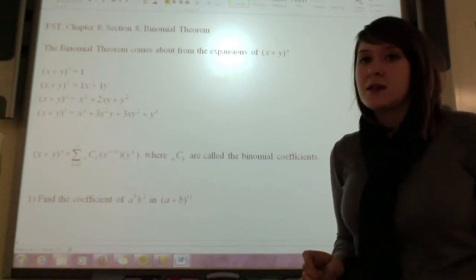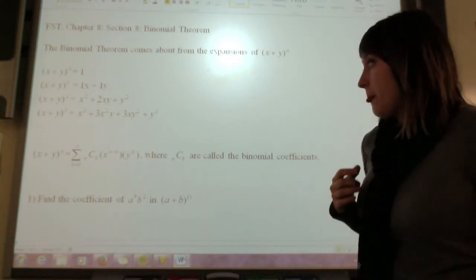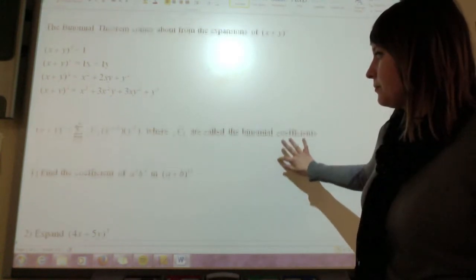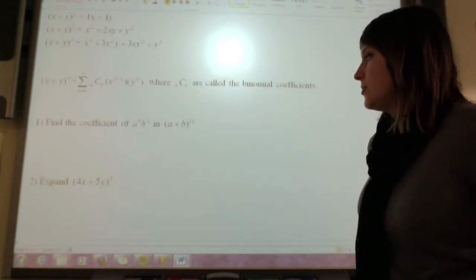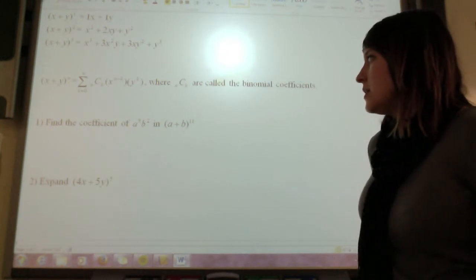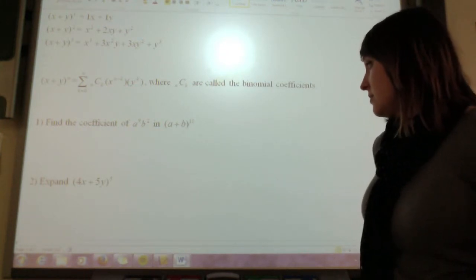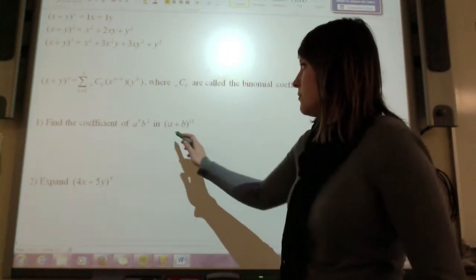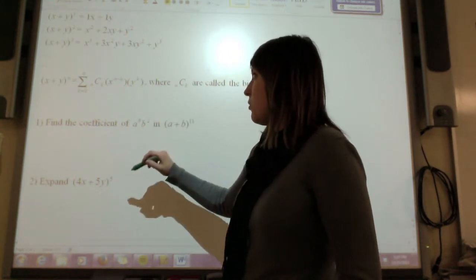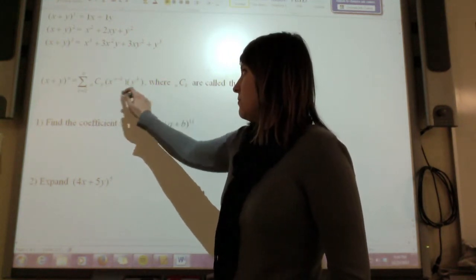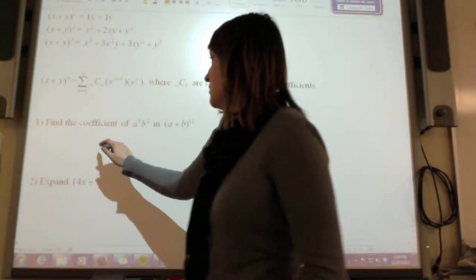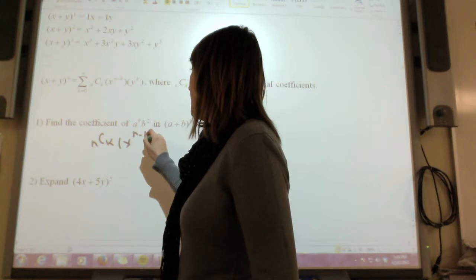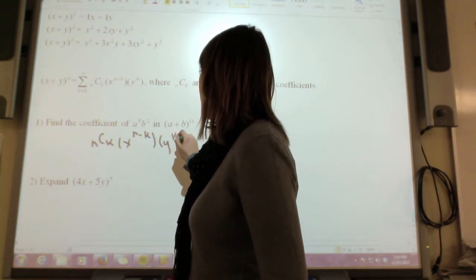Okay, so you can use Pascal's triangle to look at those coefficients and find them really easily without actually having to calculate them. So if I want to find the coefficient of a to the 9th b squared in a plus b to the 11th, I can just use this formula here, and that's going to make it a lot easier. So if I'm looking for a to the 9th b squared, then let's just substitute it into this formula here. So I've got n choose k, x to the n minus k, y to the k.